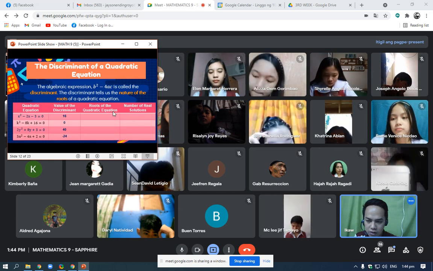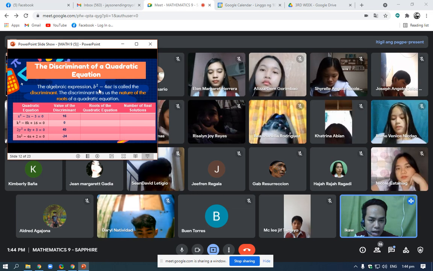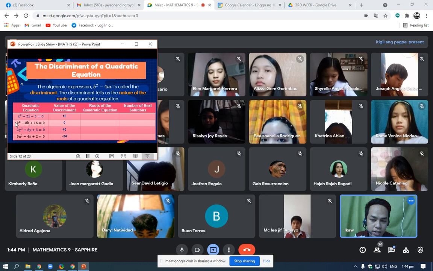Now, going back to our gear up activity, these are the given quadratic equations there. Tama? Natatandaan niyo po ba sila? Sila yung mga quadratic equations na binigay natin, and then yung mga lumabas na value from the formula b squared minus 4ac is the value for the discriminant. Ito yung mga nakuha natin na values: from the first quadratic equation, we have 16. Sa second quadratic equation, we have 0. Sa third, we have 40. And sa fourth, we have negative 24.